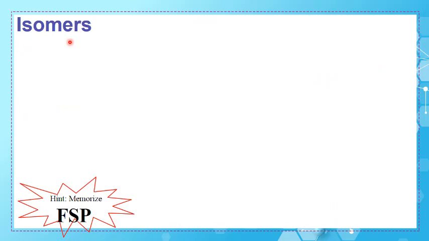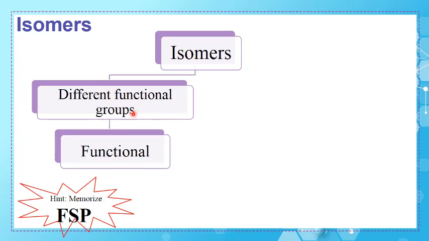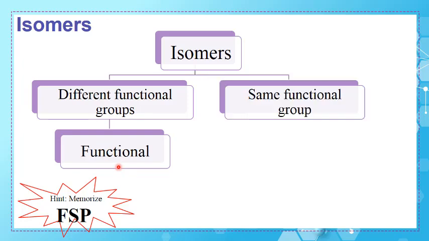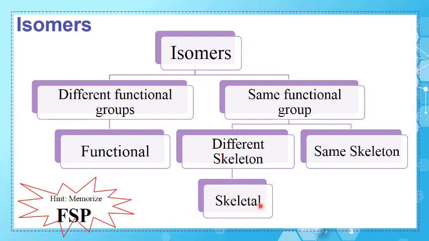Now this concept map will allow you to distinguish between them. If you have two isomers, first of all, what do you have to check? You have to check if they have different functional groups or not. If they have different functional groups, automatically they will be functional isomers, and this is how to proceed. Second, if they have the same functional group, what do we have to check? We have to check whether they have a different skeleton or not. If they have a different skeleton, automatically we will say that they are skeletal isomers. But if they have the same skeleton, there is no other possibility but being positional.